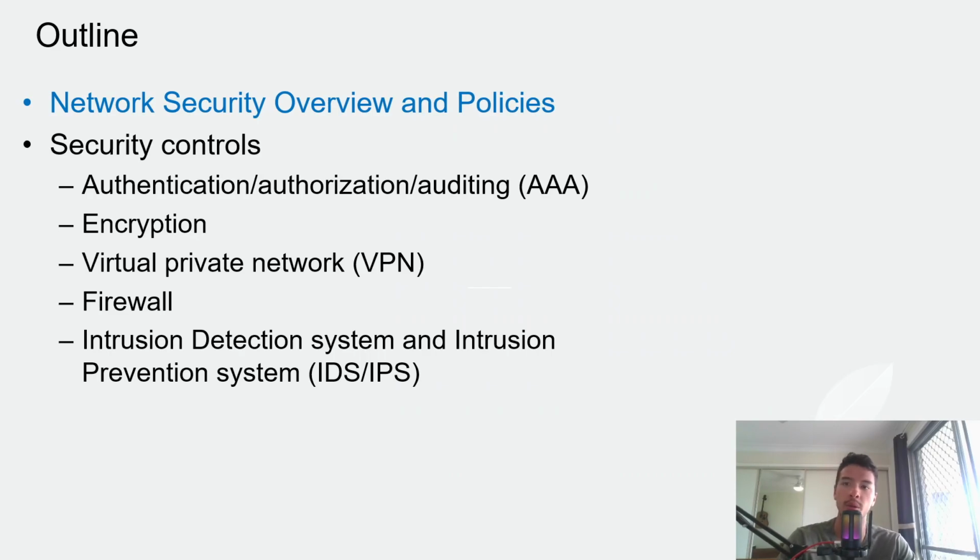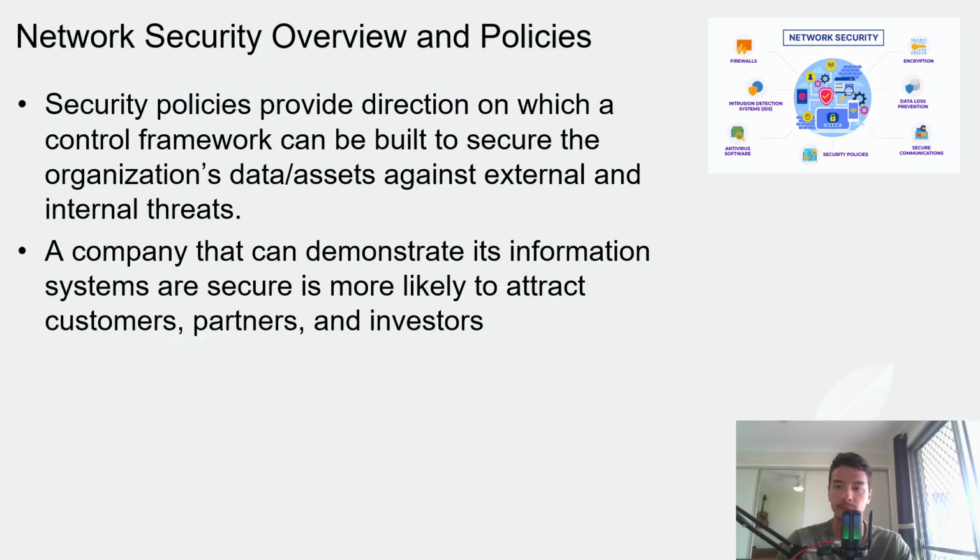So the outline for this one, we're going to have network security overview and policies. This is just general stuff that you should know, but obviously not severely important. Then you've got security controls: authentication, encryption, VPNs, firewalls, intrusion detection, and intrusion prevention systems. So policies overview: security policies provide direction.